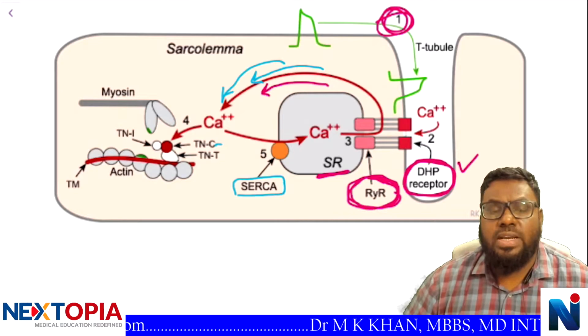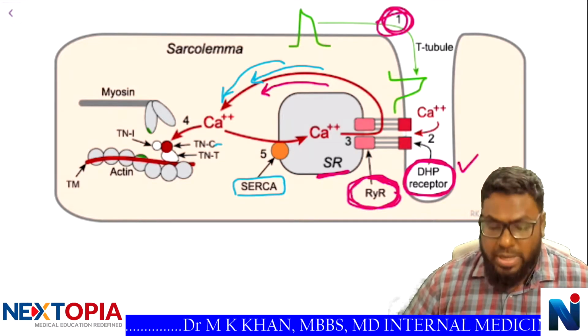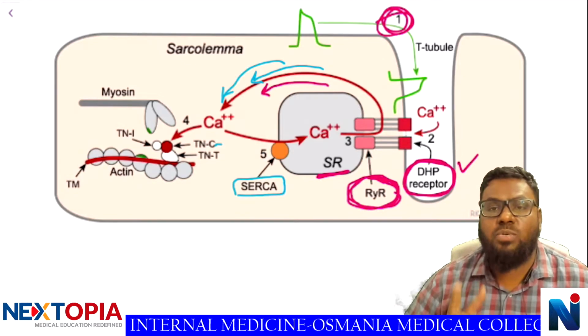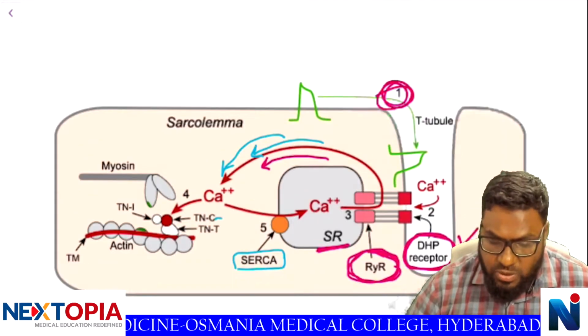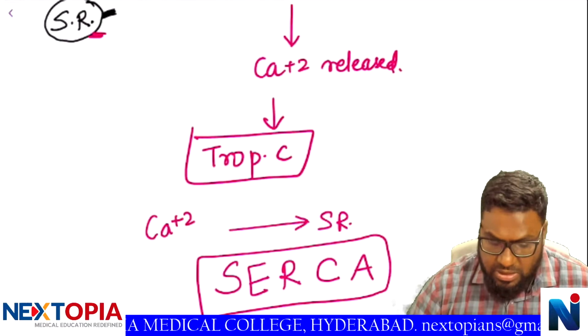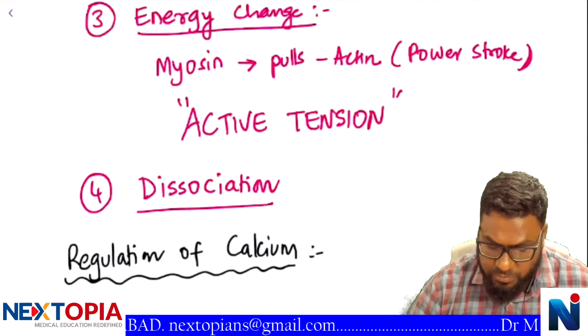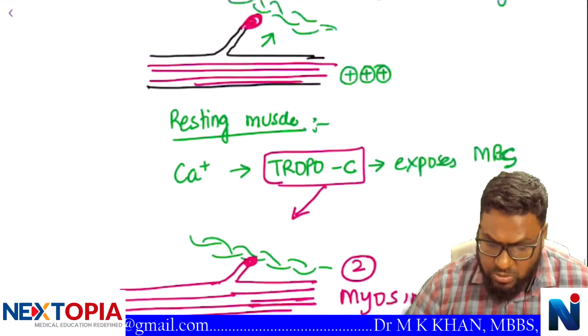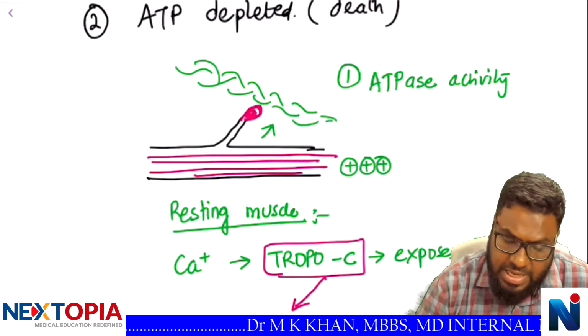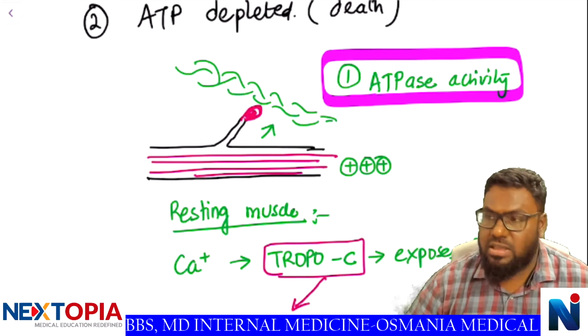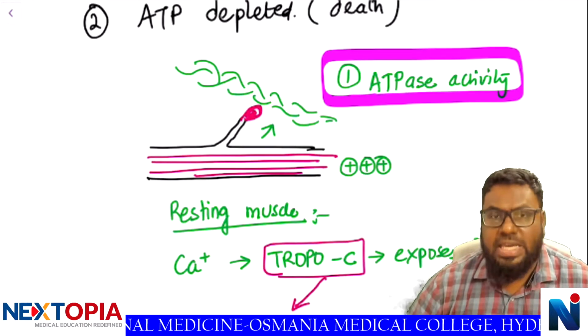Right? So what are the important points here? There are two types of ATPase mechanisms involved here. The first ATPase, I told you, is the myosin ATPase. Just now I told you that there is activity of myosin ATPase. This is the first ATPase activity that we have learned, the myosin ATPase activity.